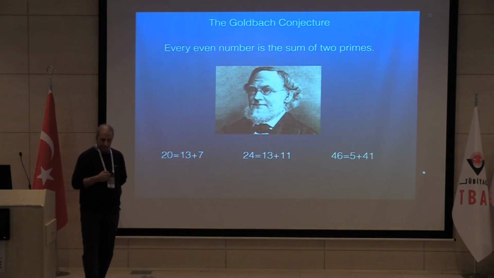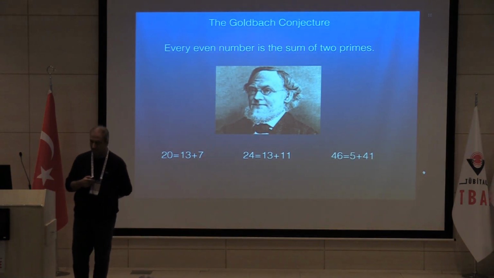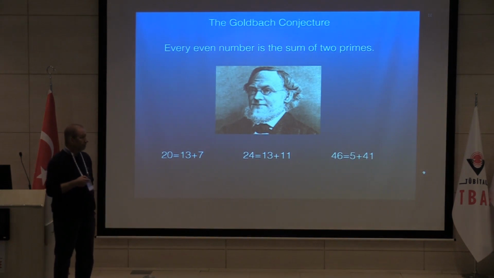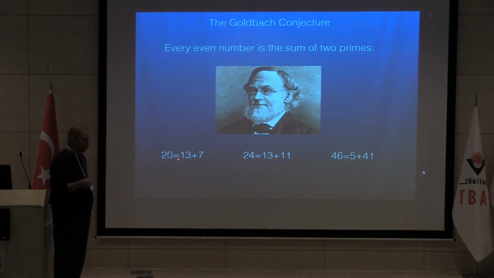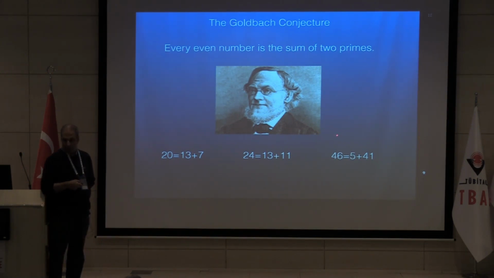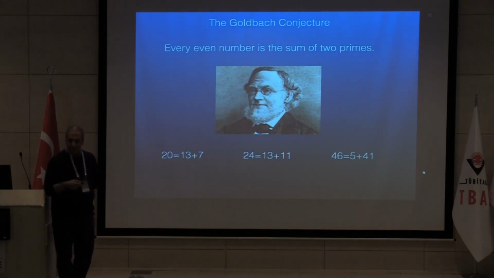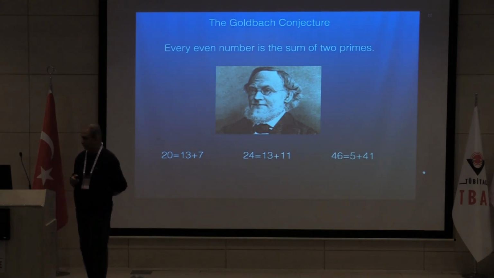Let's take another example, the Goldbach conjecture. He conjectured that any even number can be written as the sum of two prime numbers. For example, 20 is an even number. It can be written as 13 plus 7, two prime numbers. 24 can be written as 13 plus 11, two prime numbers. 46, the same. And then you can check this conjecture for many, many numbers.